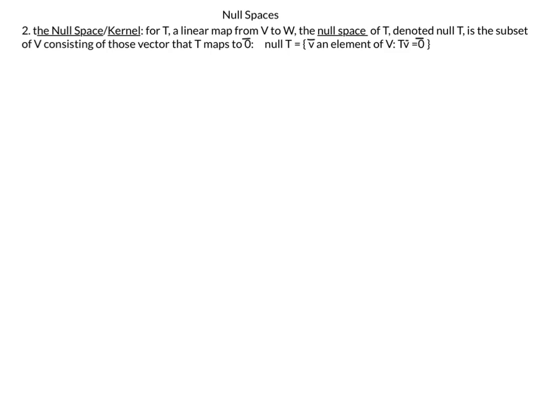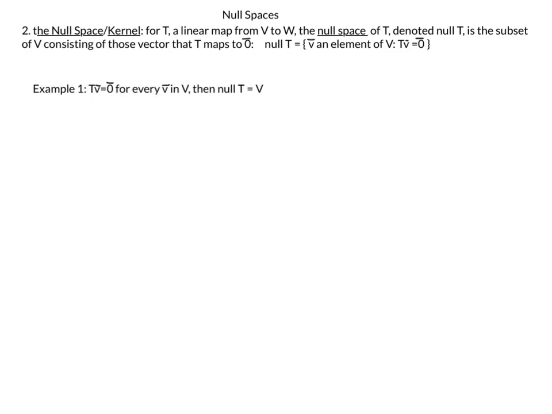Now that we've talked about functions in general, it's going to come up again later, but we're going to go on for now and talk about the null space, or the kernel, of a transformation T. So if T is a linear map from a vector space V to a vector space W, the null space of T, denoted null T, is the subset of V consisting of those vectors that T maps to 0. So null of T is equal to the elements v in the set V such that T of v gets mapped to 0.